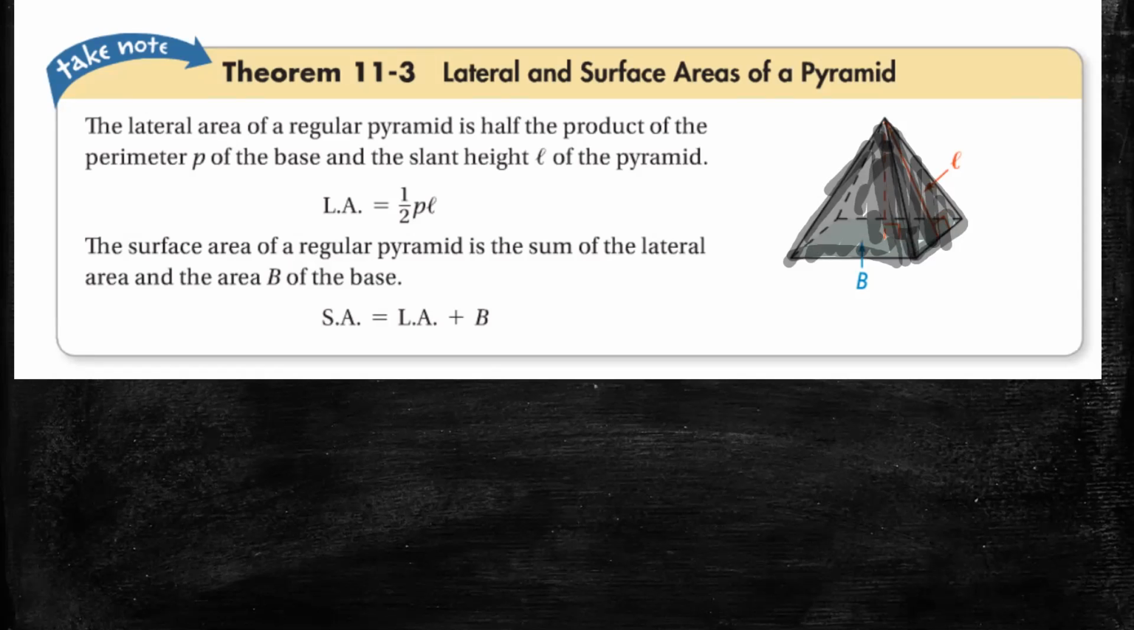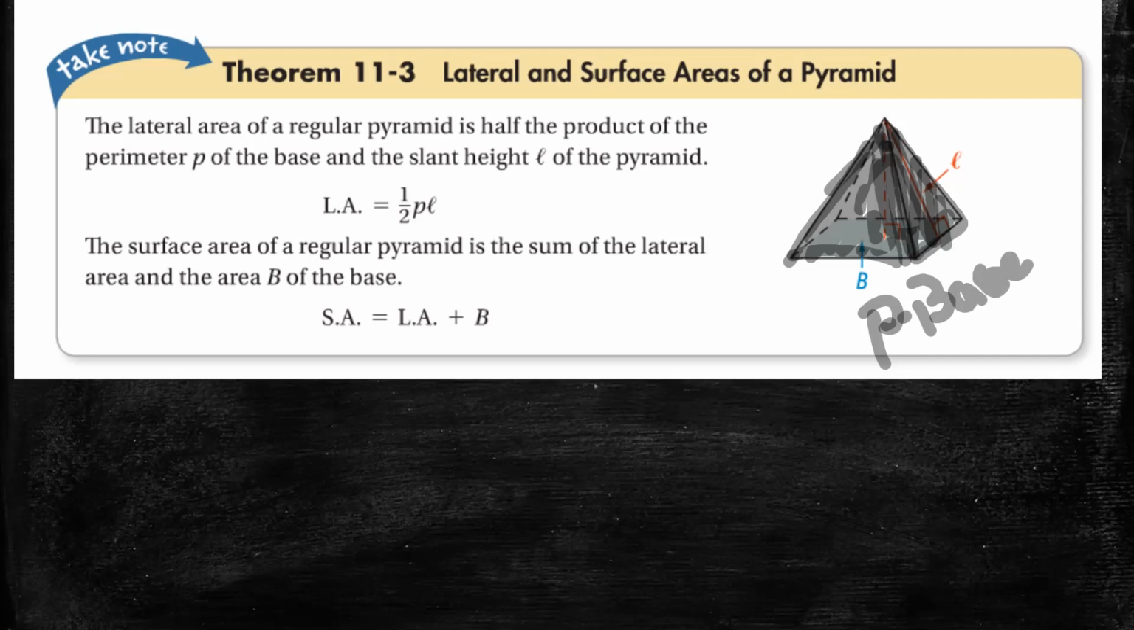The lateral area of the lateral faces here is half the perimeter times the slant height. So I will multiply the perimeter. Now, what do I have to do? I have to find the perimeter of the base. The first step, I need to find the perimeter of the base. Then I multiply it by the slant height.